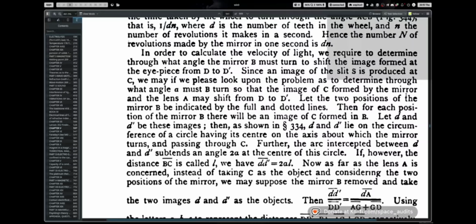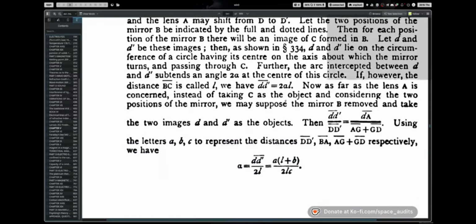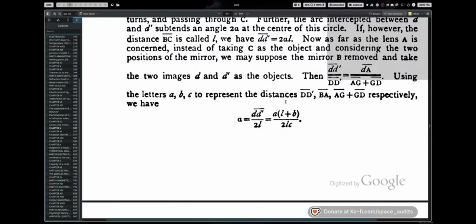Then, as shown in figure 334, D and D prime lie on the circumference of a circle having its center on the axis about which the mirror turns and passes through C. Further, the arc intercepted between D and D prime subtends an angle alpha at the center of this circle. However, if the distance from B to C is called L, we have the distance D to D prime as 2αL. Now, as far as the lens A is concerned, instead of taking C as the object and considering the two positions of the mirror, we may suppose the mirror to be removed and take the two images D and D prime as the objects. And then splitting D prime over D prime, that is the same as dα over the average of the line segments AG and GD. Using the letters A, B, C to represent the distances D prime B, AG, and GD respectively, we have this formula here.